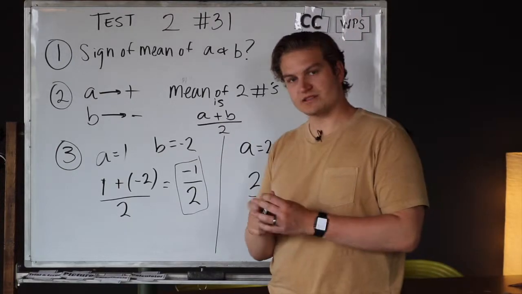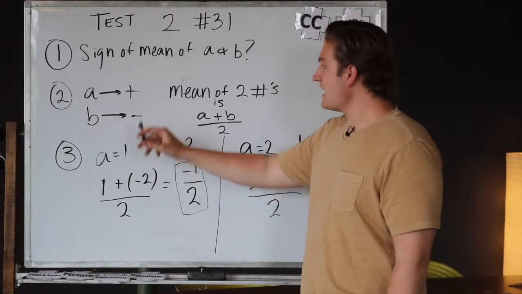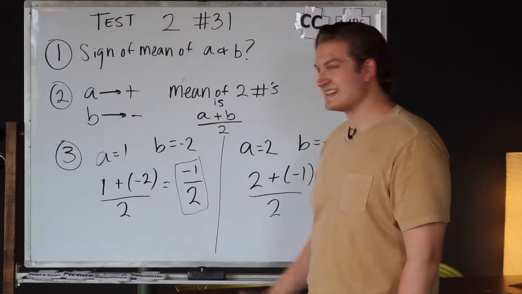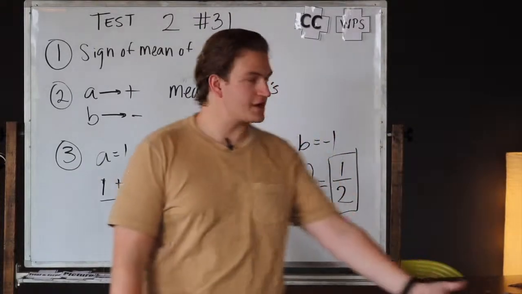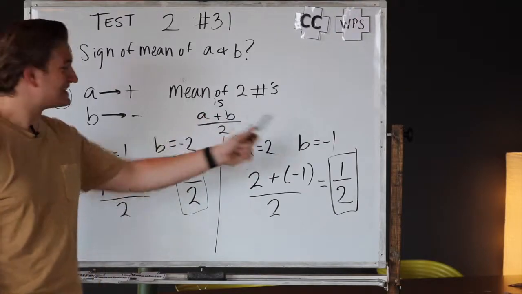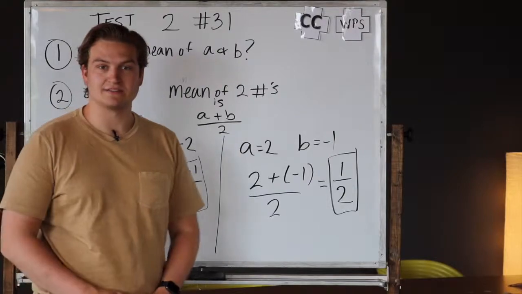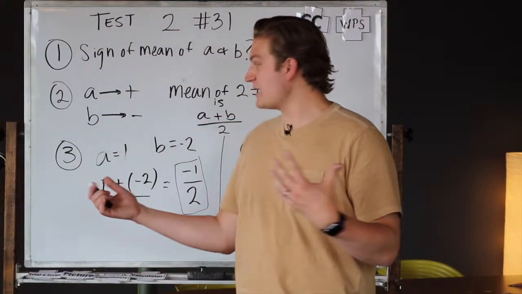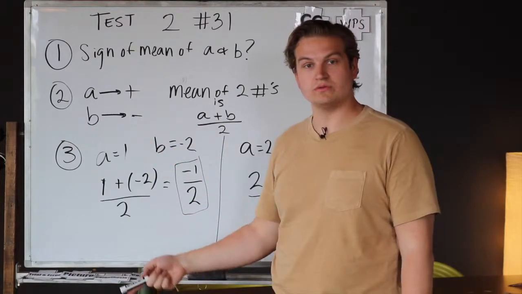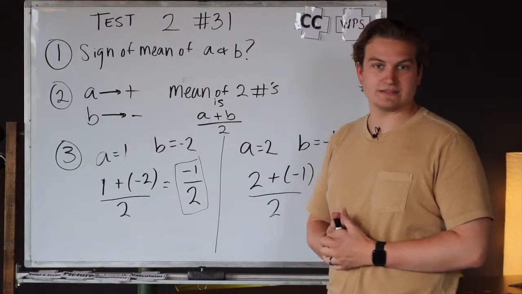So over here, check this out. We have A is positive, positive 1, and B is negative, negative 2. And when we find the mean of those two numbers, it's negative 1/2. Well, look over here now. Over here, A is positive, it's positive 2. B is negative, it's negative 1. And when we find the mean of those two numbers, we get positive 1/2. So here we have two different examples where this condition is true, A is positive and B is negative, but the mean has two different signs.